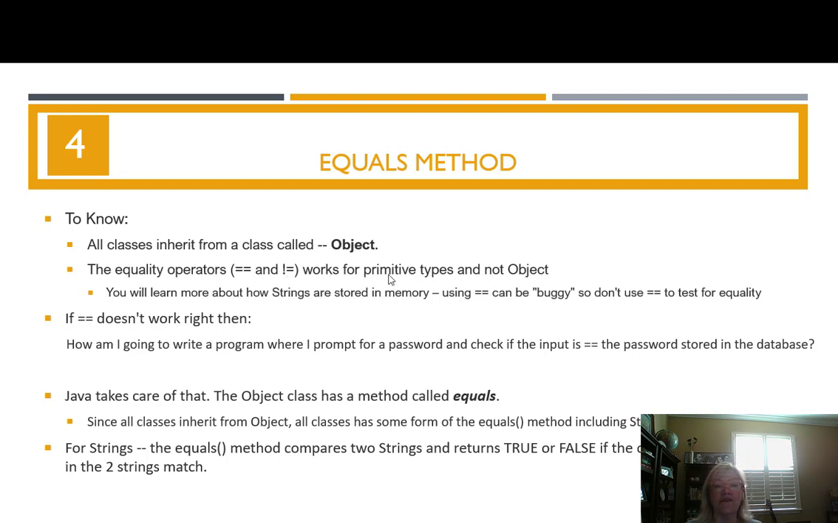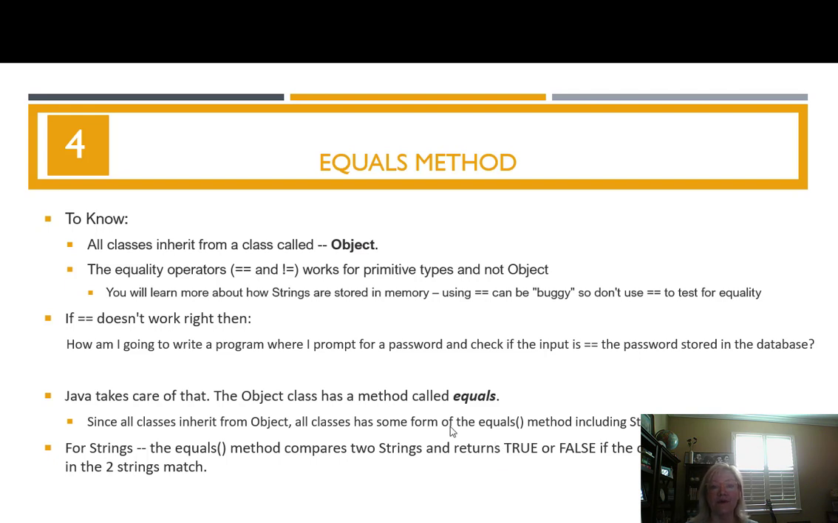These operators work fine with primitive types, but not necessarily with objects. Sometimes they work as expected and sometimes not. And since a string is an object, don't use these operators because your program may be buggy. For example, suppose you prompt for a password and you need to check if the password input by the user is equal to the password in the database. I would not use this operator, so the solution is to use this equals method. For any object, including the string object, the equals method will compare the two strings and return true if those two strings are equal.